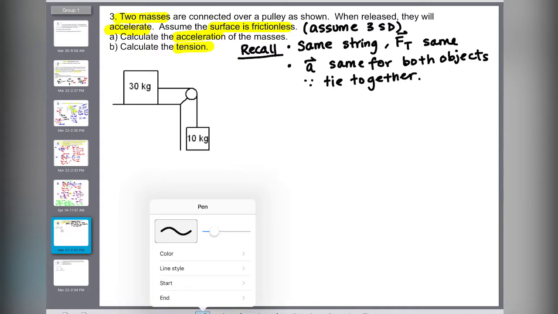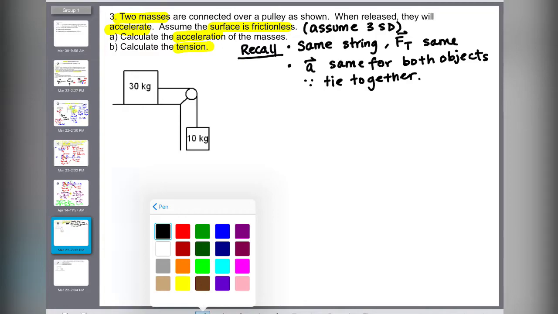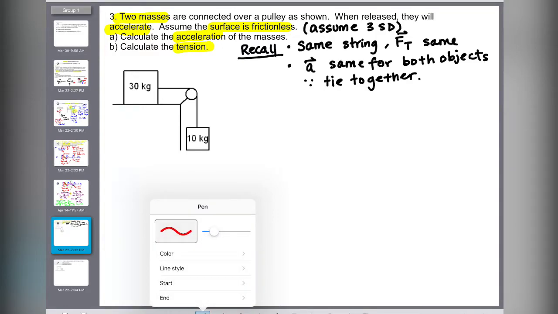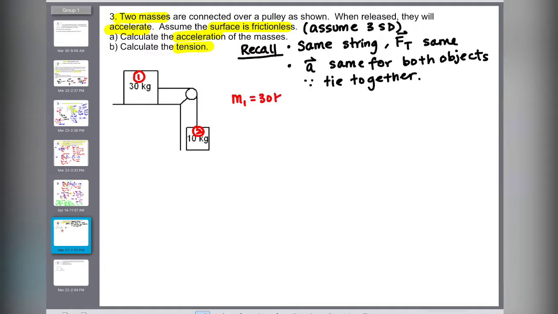Okay, so we're going to draw the free body diagram. We're going to draw them very carefully and clearly. So format is what you need to get used to. I'm going to call this block 1. And I'm going to call this block 2. So block 1, M1, has a mass of 30 kilograms. See how I clearly write my mass above the free body diagram, so I know that I won't make a mistake and use the wrong mass in the equation.